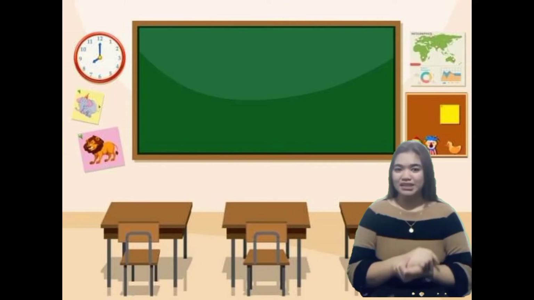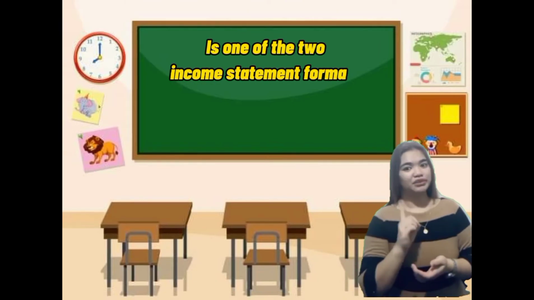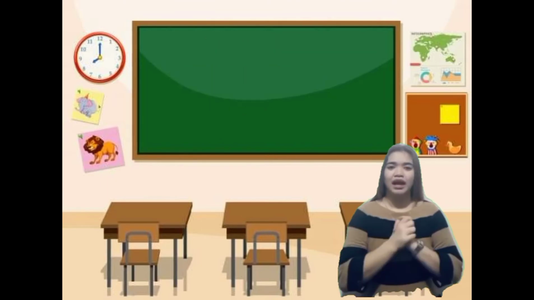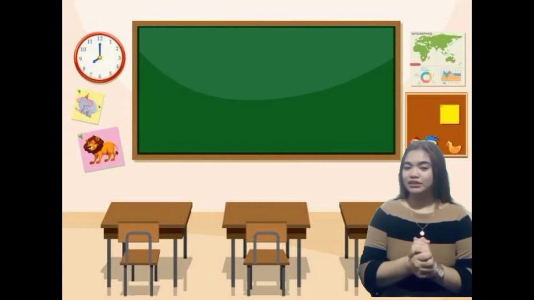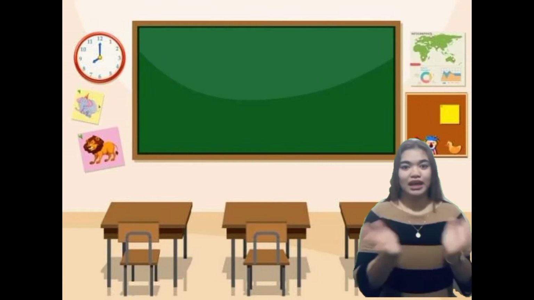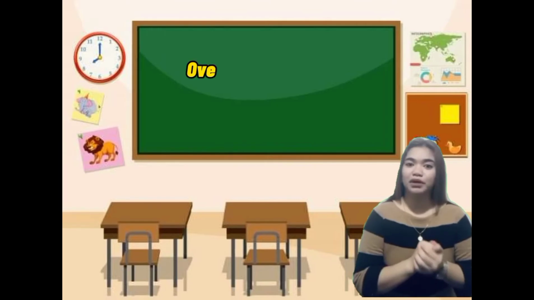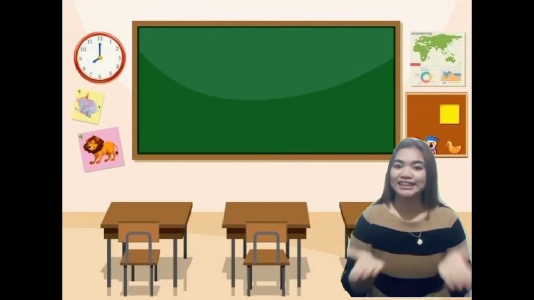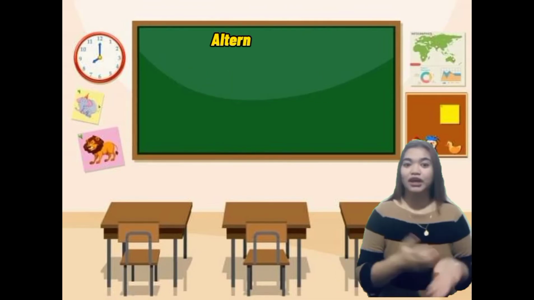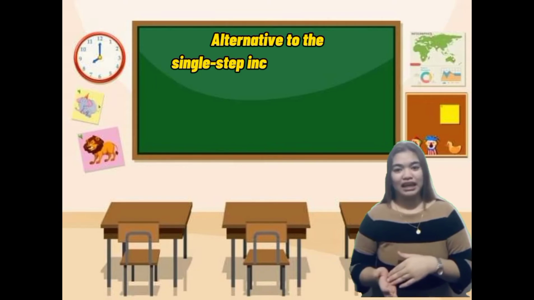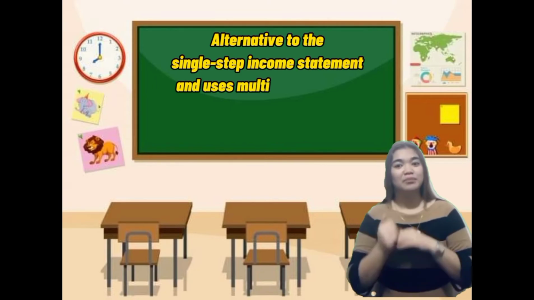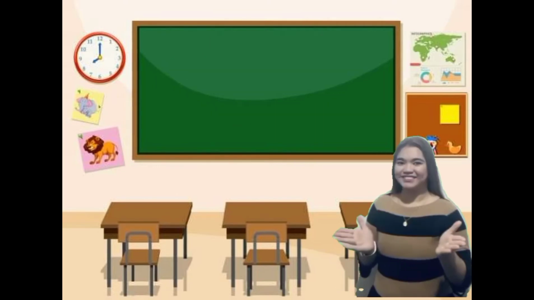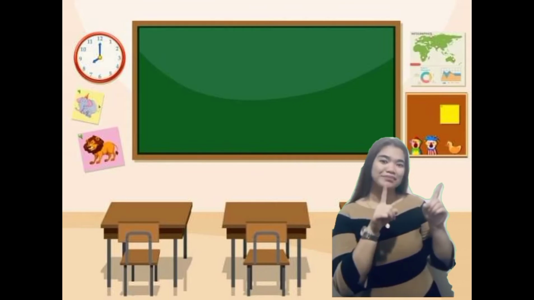A multi-step income statement is one of the two income statement formats businesses use to report their profit. A multi-step income statement reports a company's revenues, expenses, and overall profit or loss for a specific reporting period. It is a more detailed alternative to the single-step income statement and uses multiple equations to calculate a business's net income. Now, let's move on to the next topic.